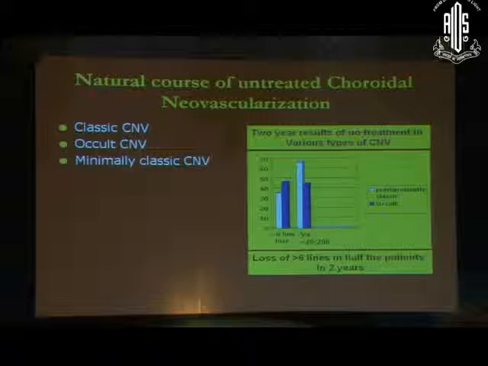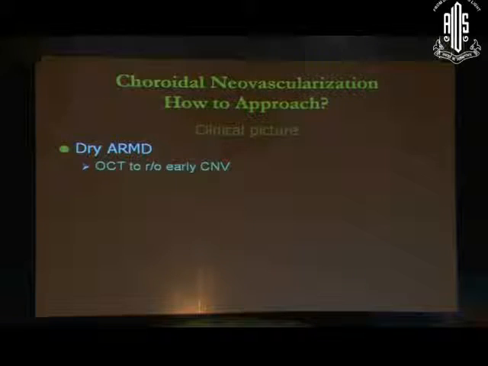In fact, if you see how many go blind, in classic CNV, in the predominantly classic CNVs, around 70% of patients will get a vision of less than 20/200 within 2 years. In occult, it's a slower progress, but still around 45% of patients would have gone blind within this 2-year period. So it is something which is a drastic loss of vision.